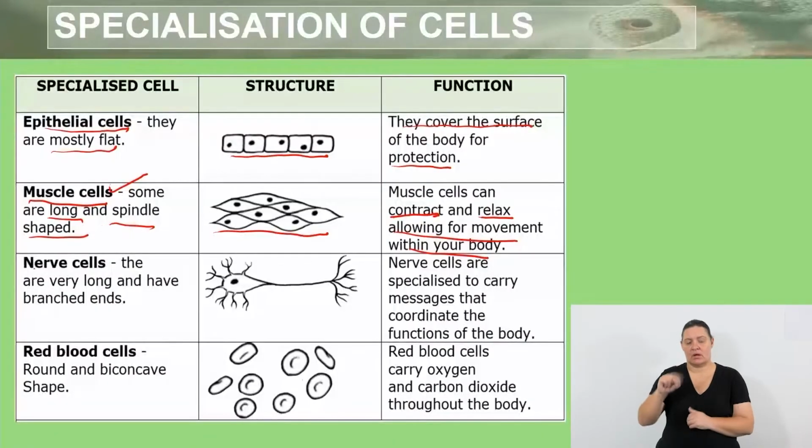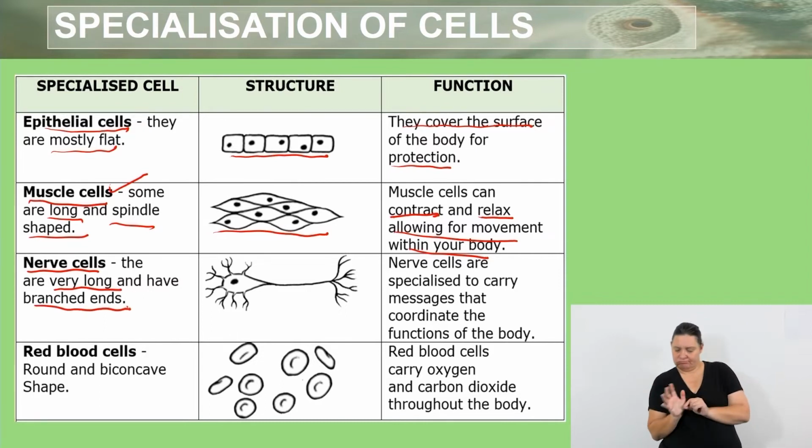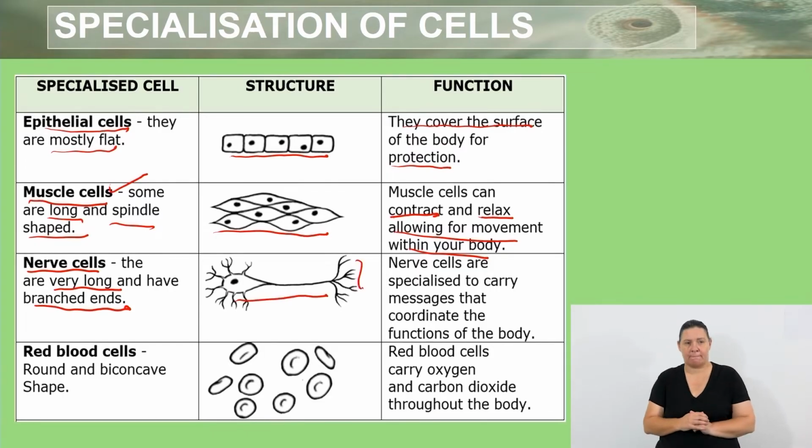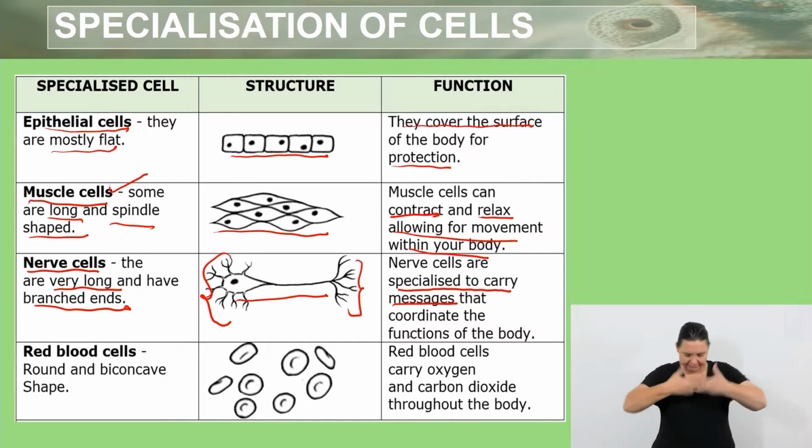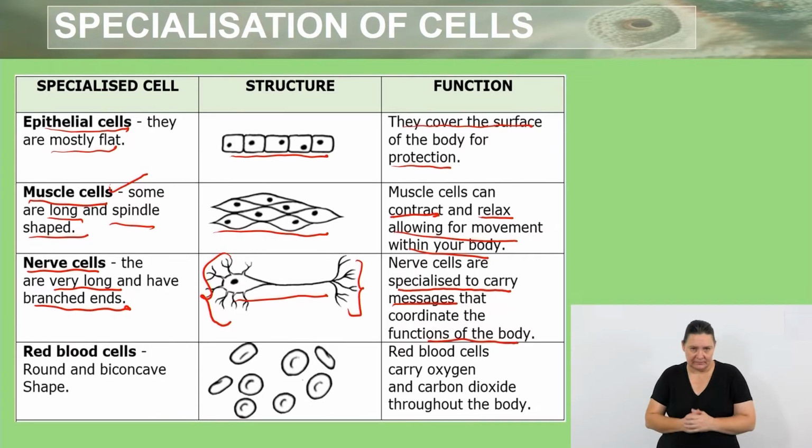Now we are going to move on to nerve cells. Nerve cells are very long and they have branches at the ends. As you can see from the picture, it is long, and right at the ends here we have branches. So now what are they responsible for? Nerve cells are specialized to carry messages. That's all they do. They carry messages that coordinate the functioning of the body.